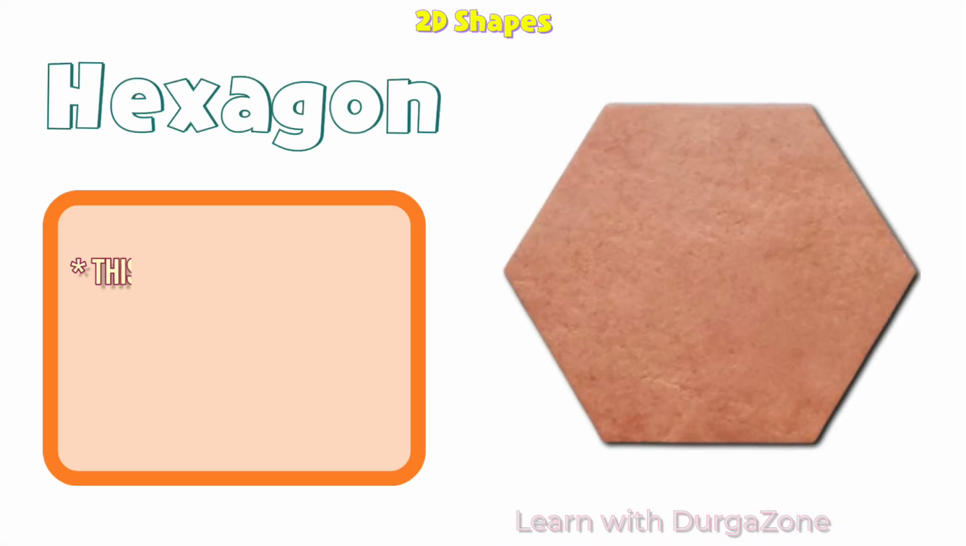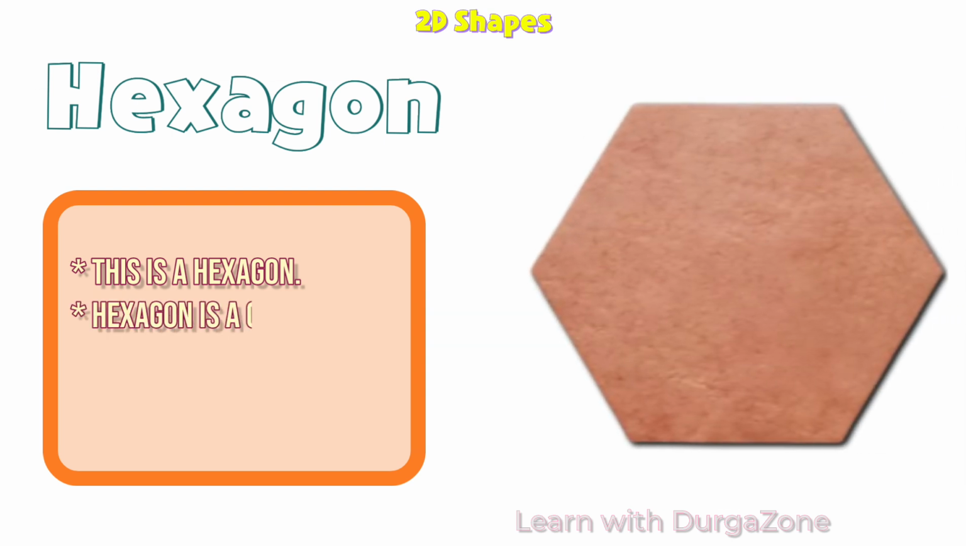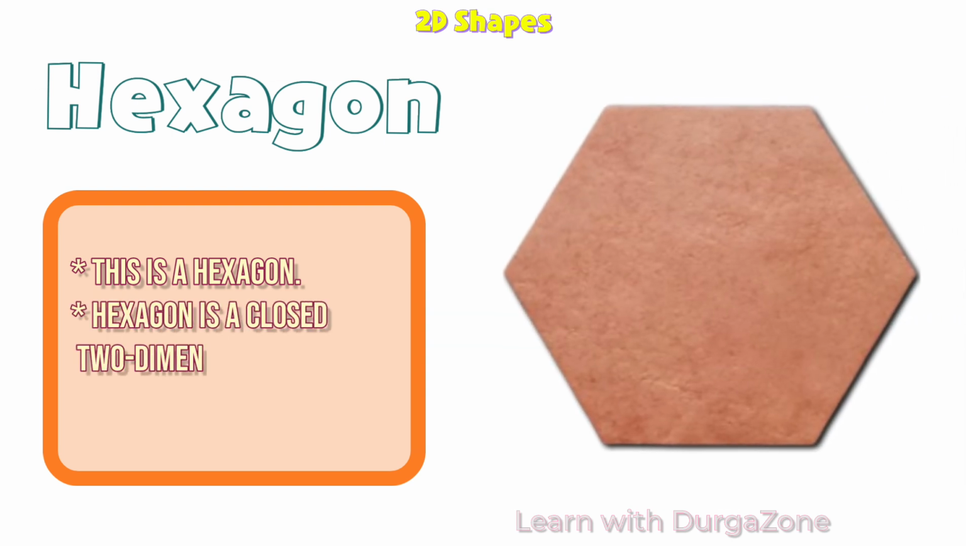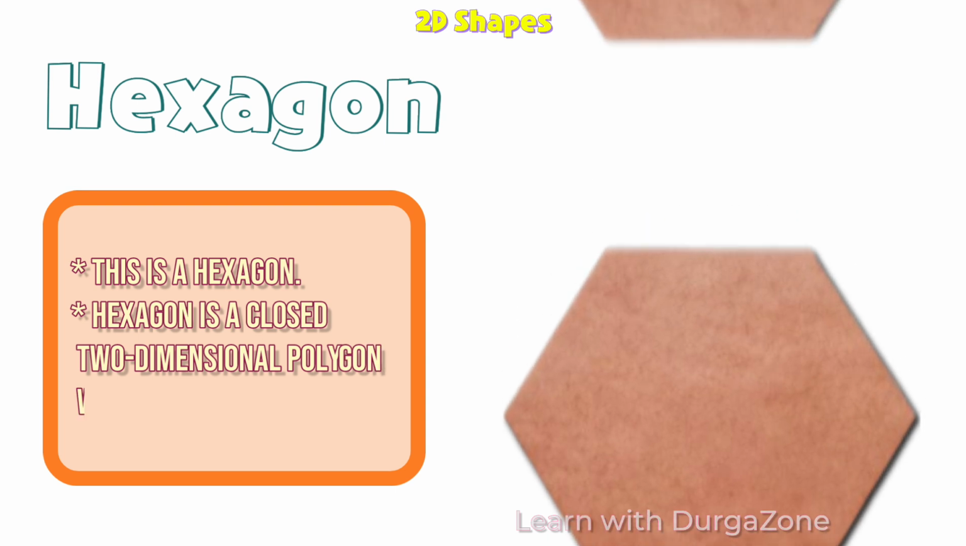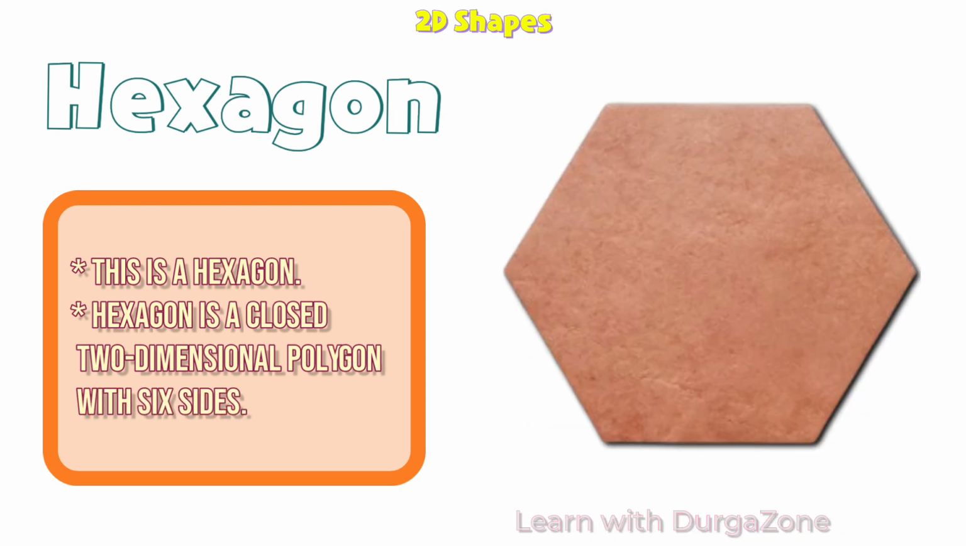Hexagon. This is a hexagon. Hexagon is a closed two-dimensional polygon with 6 sides and 6 angles.